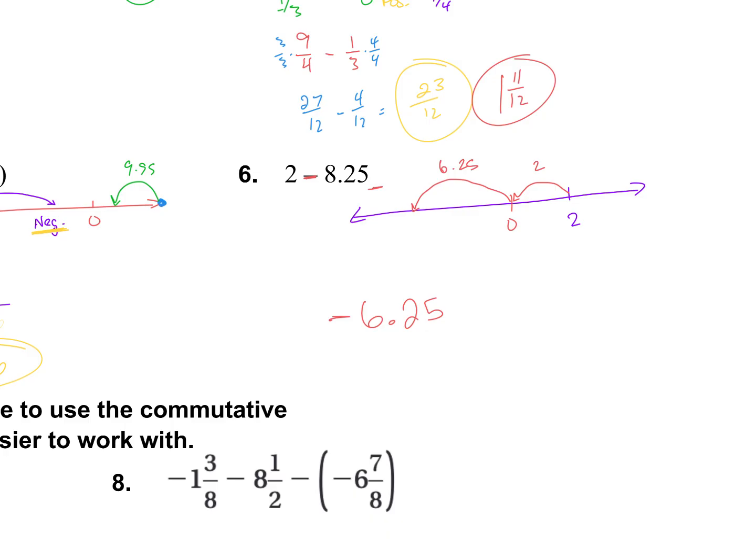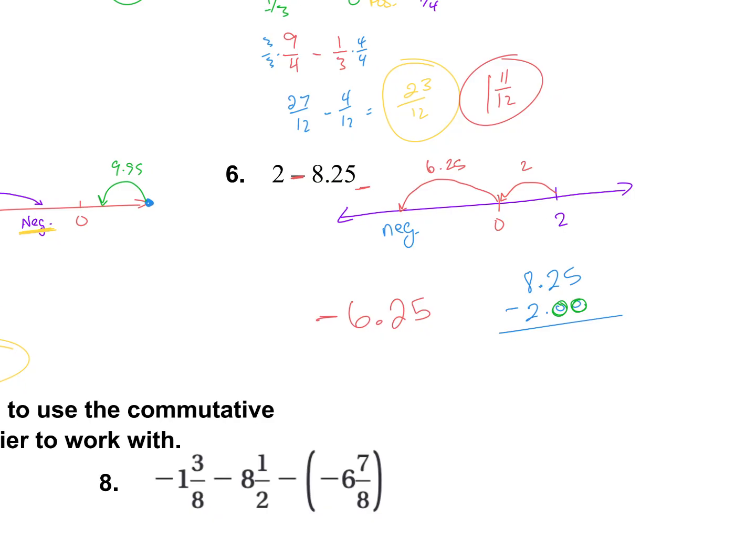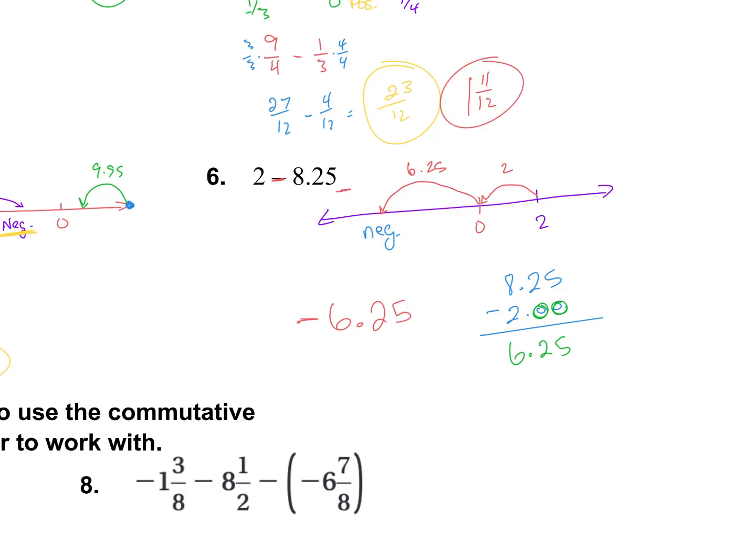But if you're not seeing this in your mind when you do this, then again, our answer is definitely going to be negative. So here's what I would do. 8.25 minus 2. And then this is a little tricky. You got to remember that these need to be zeros right here. So 8 minus 2 is 6, 2, 5, like that. And then remember, our answer will be negative. There it's negative.